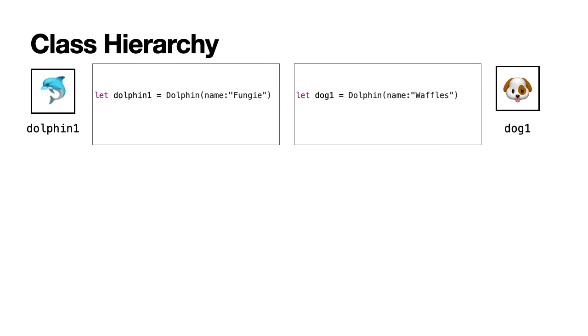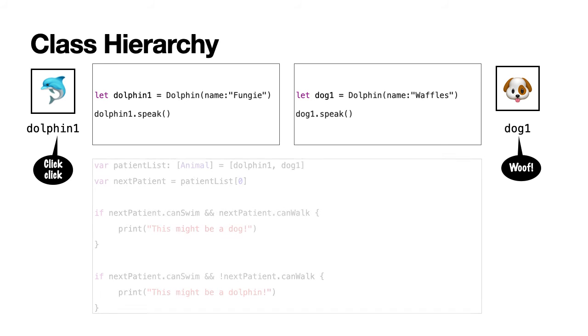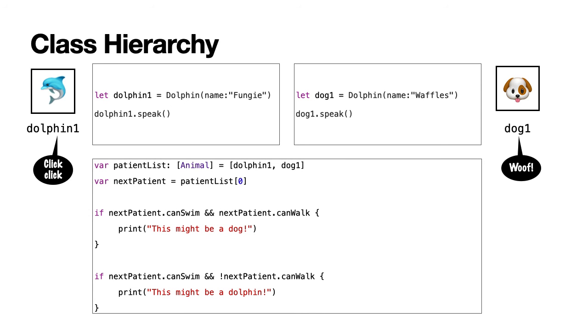Now we can write code like this. We can call methods on each instance of our classes. And relevant to our veterinary clinic app design, we can now declare an array that will hold a list of all our patients, regardless of whether they're a dolphin or a dog, so long as they share that animal superclass. And you can see how we might use logical operators to determine special code we might want to run for our animals that have certain properties.